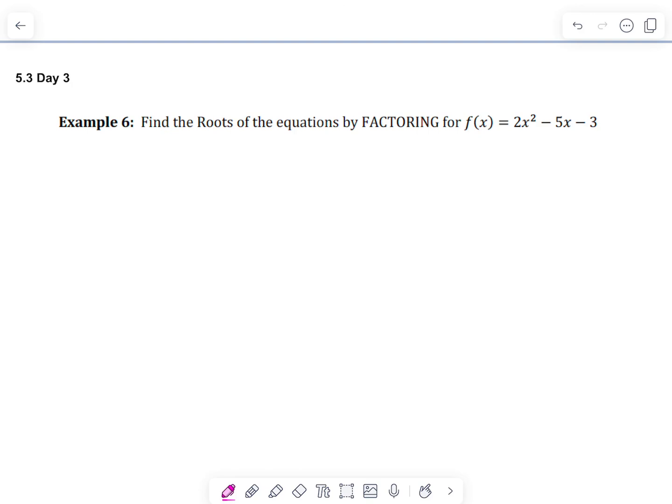These last two examples are a little different than the ones that we've just been working with because our A is greater than 1. So we have to do the diamond in box when we factor. So again, our A is greater than 1, or not 1. So we start off just like before. We set the function equal to 0.